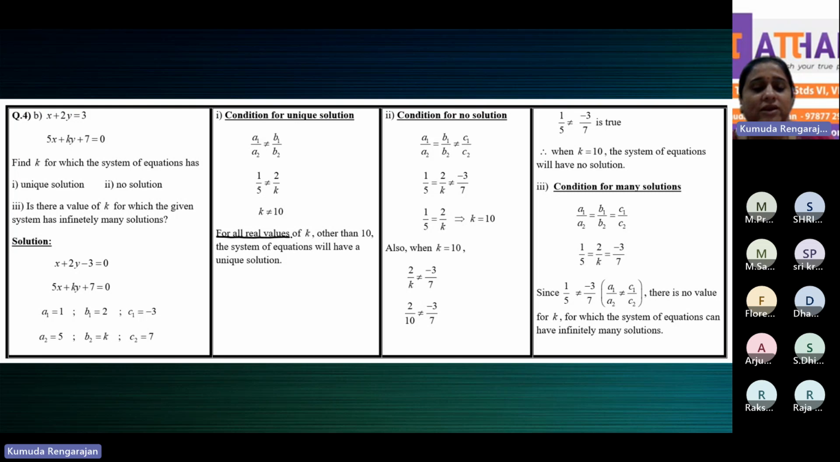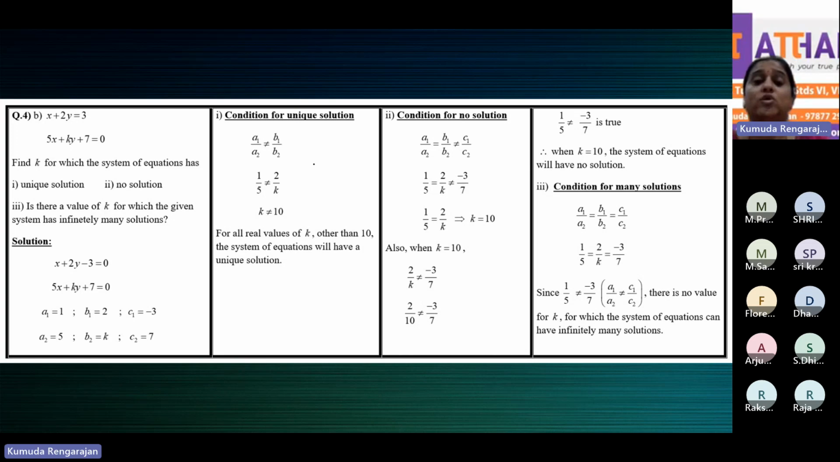For all real values of K other than 10. Only when it is 10 will you get 1 by 5 equal to 1 by 5. If K is not 10 and is some other number, you will get A1 by A2 not equal to B1 by B2. So it will have a unique solution. So for all real values of K other than 10, the system of equations will have a unique solution.